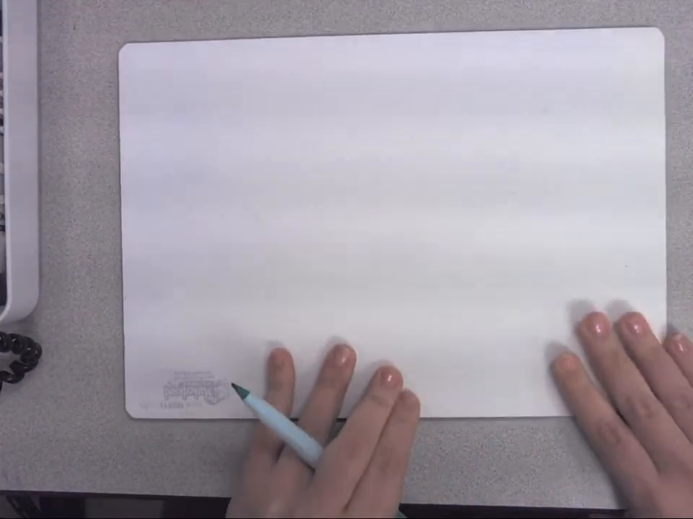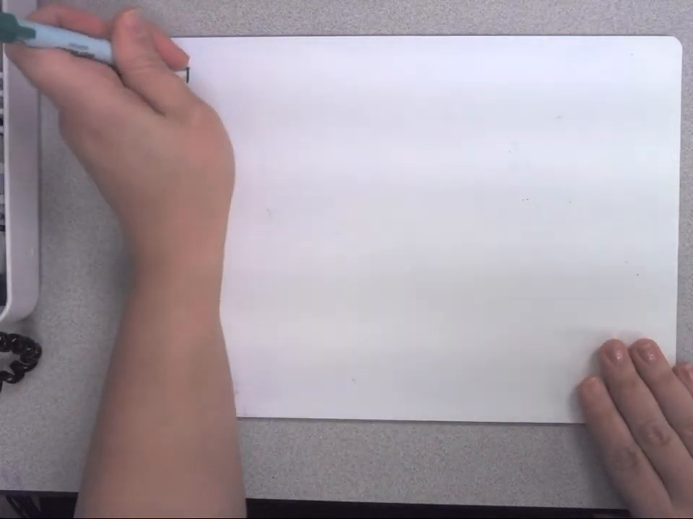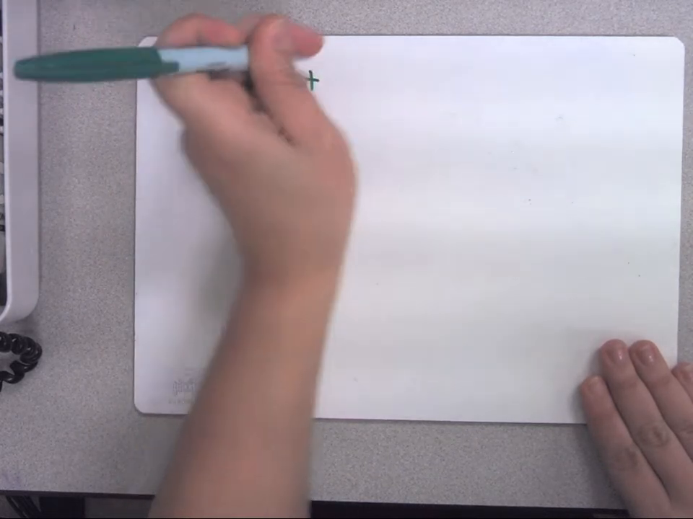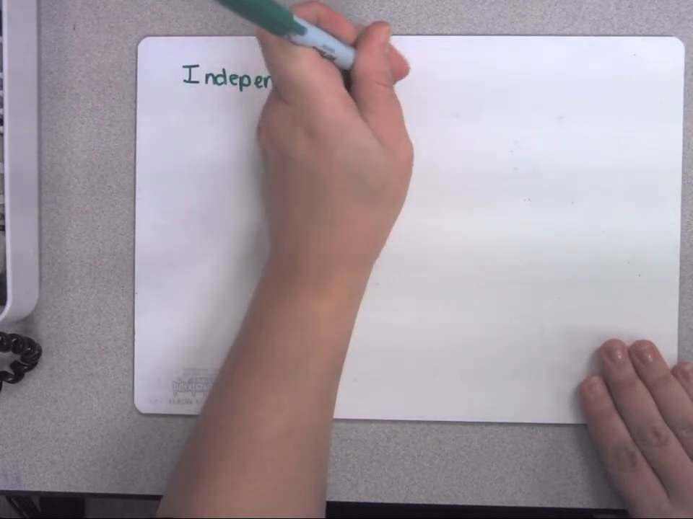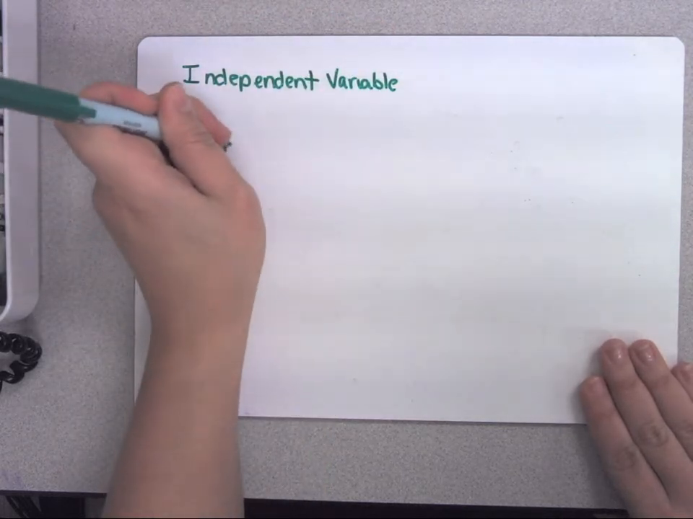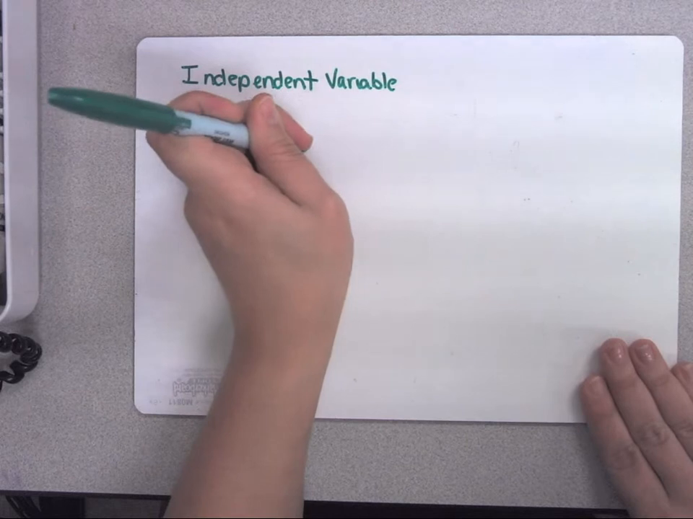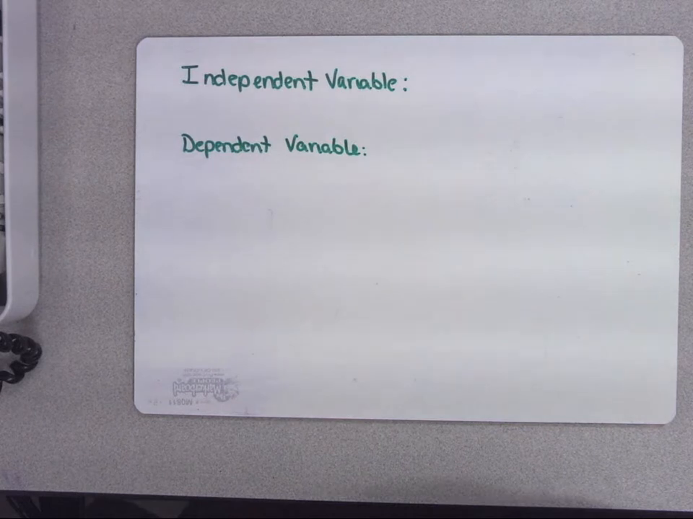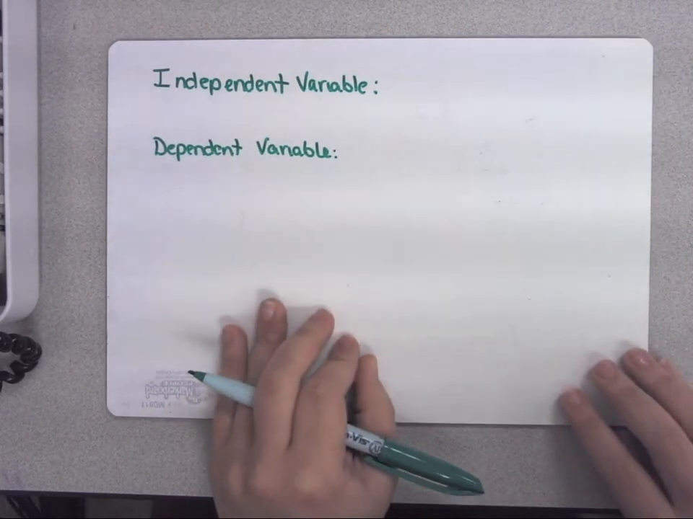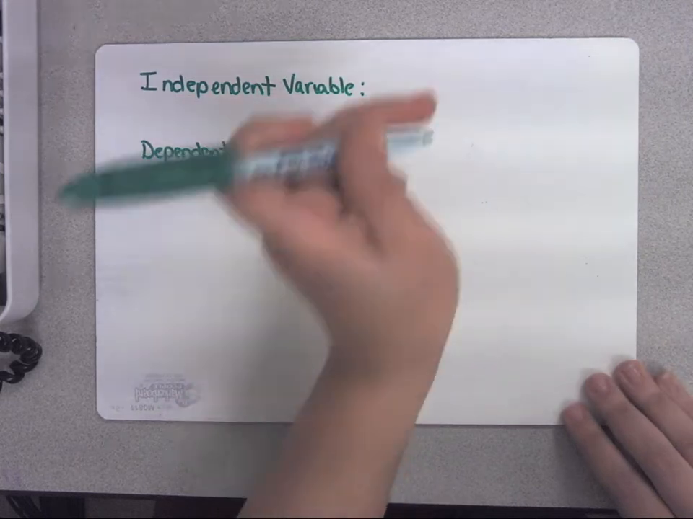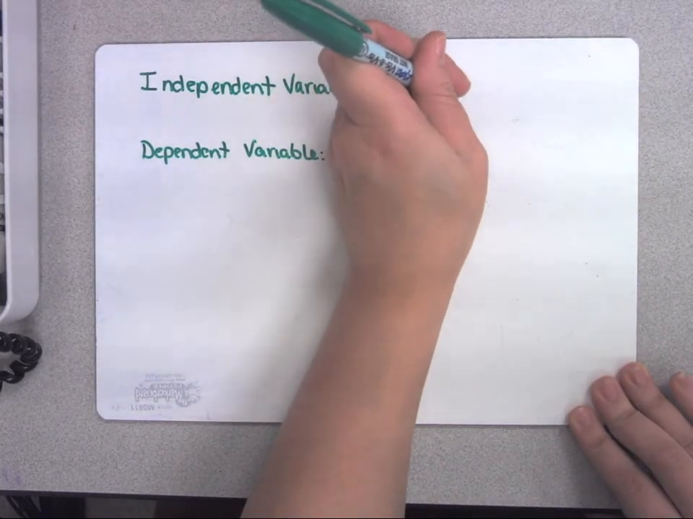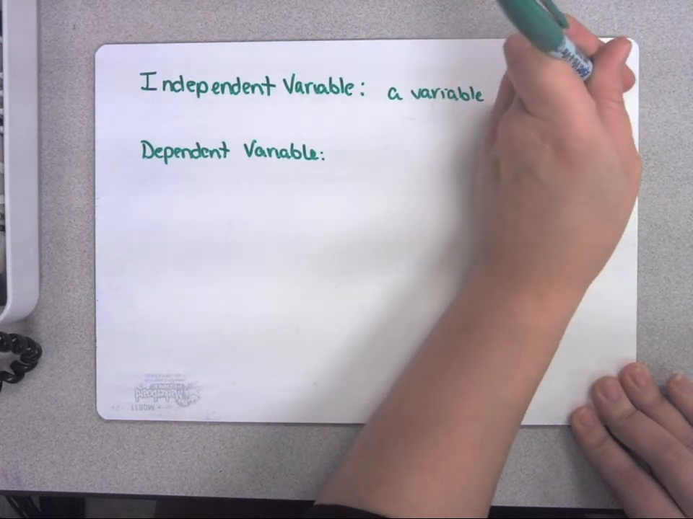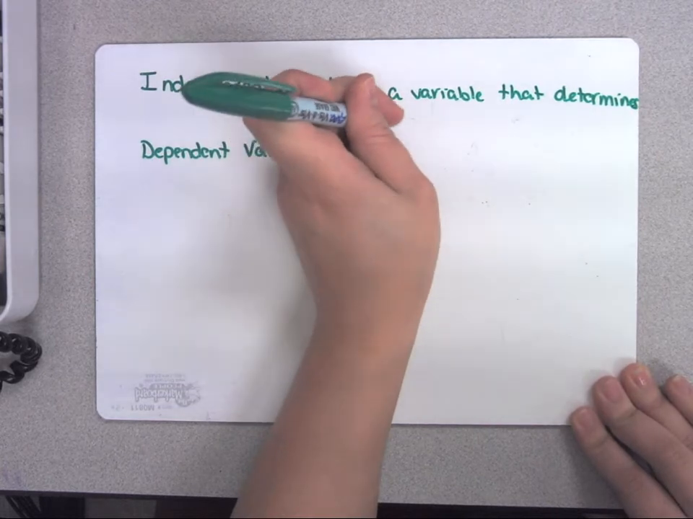Last part is 2 words that you've already talked about because you took science class. These 2 words. Independent variable and dependent variable. Real question is, what do they mean, right? So an independent variable is a variable that determines the output.